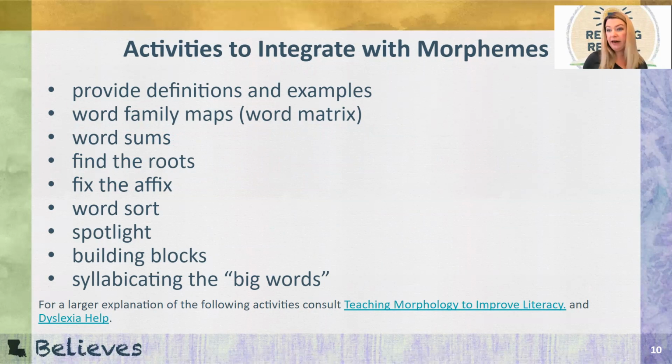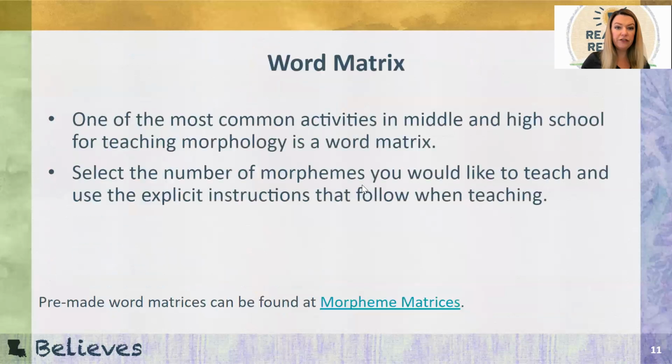So if you want something beyond what we're talking about today, it's step-by-step directions on how to do any one of those activities. And the dyslexia help link at the bottom is another good resource to go to for other activities within the classroom. So word matrix is one of the most common activities in middle and high school for teaching morphology. And you're going to select the number of morphemes you would like to teach, and then use the explicit instructions on the next slide when you're teaching it.